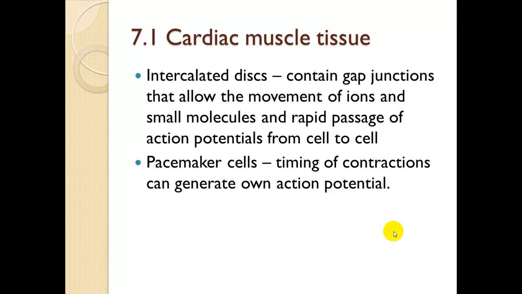7.1 Cardiac muscle tissue. Cardiac muscle tissue is kind of special. It has two special things that no other muscle tissue has. One is intercalated discs, and those were those disc-looking things between the striations that we saw in the cardiac muscle in the previous slide. And it contains gap junctions, and these are under the intercalated discs, that allow the movement of ions and small molecules and rapid passage of action potentials from cell to cell.